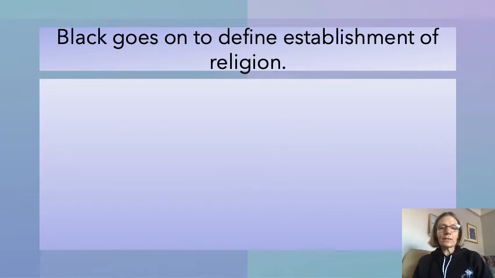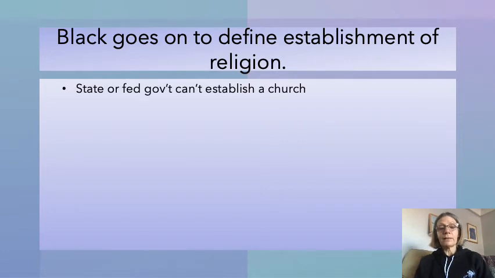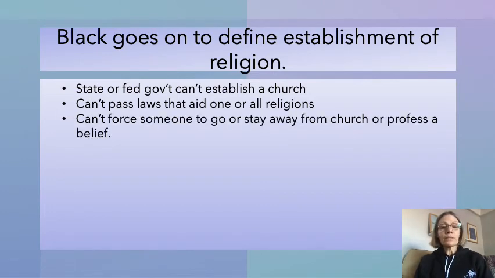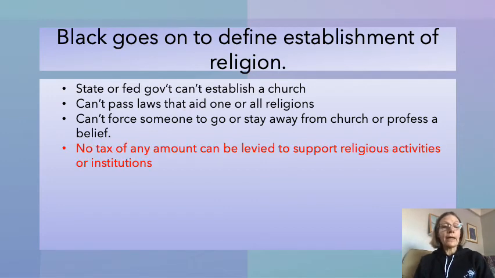The next thing that Justice Black does is he goes on to define what constitutes an establishment of religion. And many cases harken back to Everson because he does such a great job defining what constitutes an establishment of religion. He says that the state or the federal government cannot establish a church. It can't pass a law that aids one or all religions. It can't force somebody to go or stay away from church or to profess a belief. It says that no tax of any amount can be levied to support religious activities or institutions.